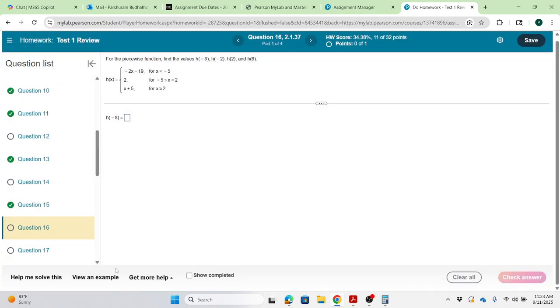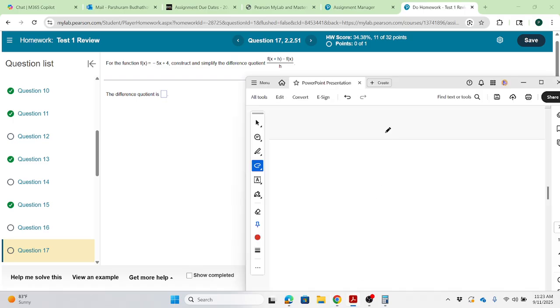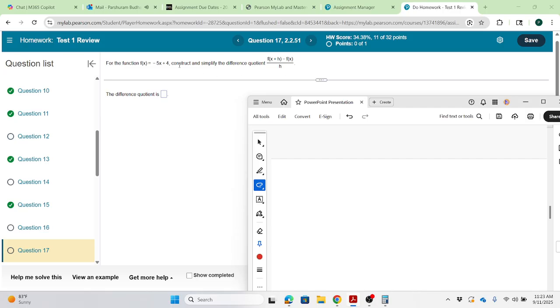One more time, a very similar question. I'm going to skip it. Here you need to find a difference quotient. Difference quotient means find the difference between the function values and then divide it by h and simplify.